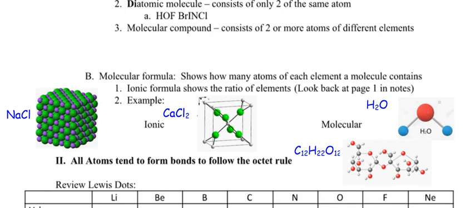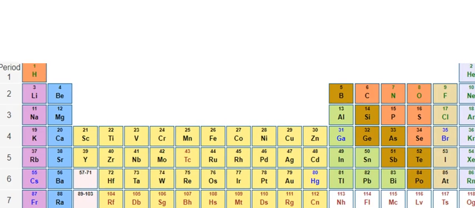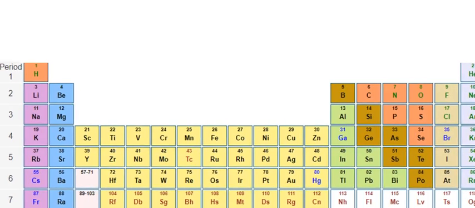Okay, so let's review Lewis dots. How do I review Lewis dots? Well, I need to know valence electrons. So let me scroll down here. I know we've looked at this before. We're talking about valence electrons. And what is it I want you to think of? I want you to look at your periodic table. So I'm going to scroll to a periodic table. Hang on. And here's my periodic table.